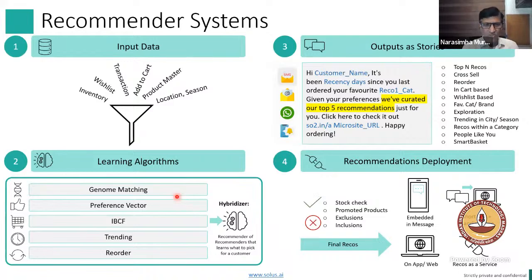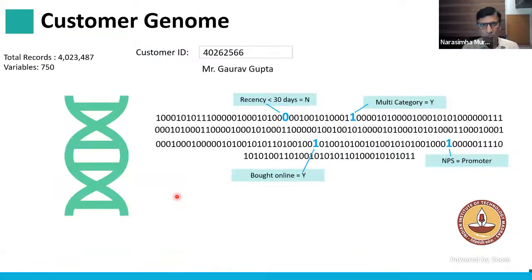So the first one is what's called genome matching. So what is it? What we do is we actually create a customer genome. Now, what is a customer genome? Earlier, I talked about creating a single view of customer. I talked about creating a single view of customer, right? Single view of customer is capturing the behavior of the customer, right?